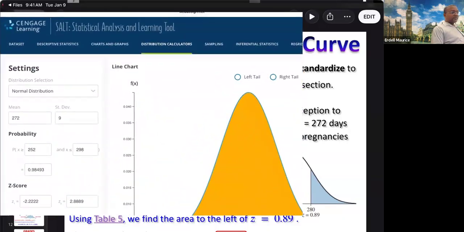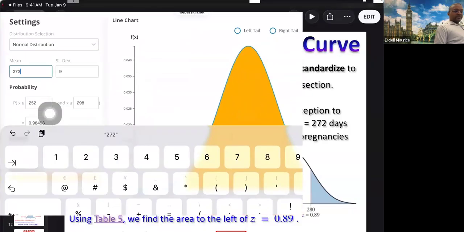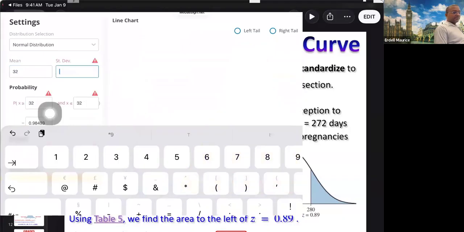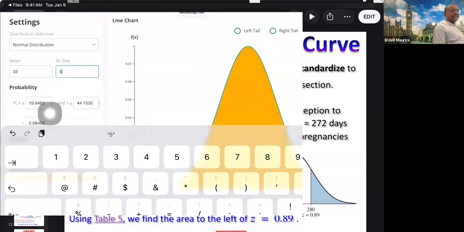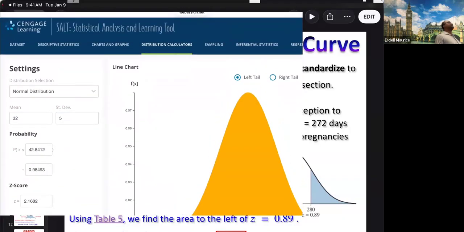So I go to my good friend SALT. Let me reset. What was the mean again? What was the standard deviation again? 5. And then I select a left-tailed test. Have I lost anybody so far? I've just put in the basic information right here. Now here's the key.